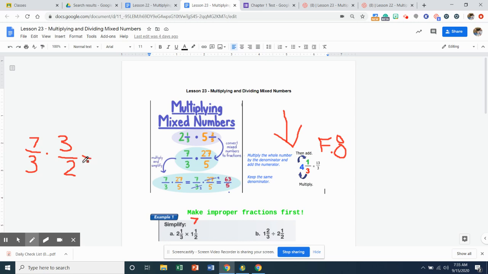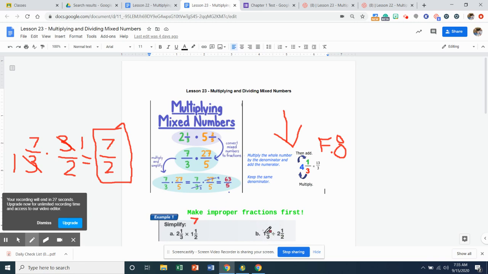Now, I am going to look and see if there's a common factor between 7 and 2. There is not a common factor between 7 and 2. So I am going to now move to the 3 and the 3. The common factor to 3 and 3 is 3. So they get crossed out. 3 goes into itself 1 time and 1 time. So 7 times 1 is 7. 1 times 2 is 2. So the answer is 7 over 2. Remember, it is okay to have improper fractions this year.